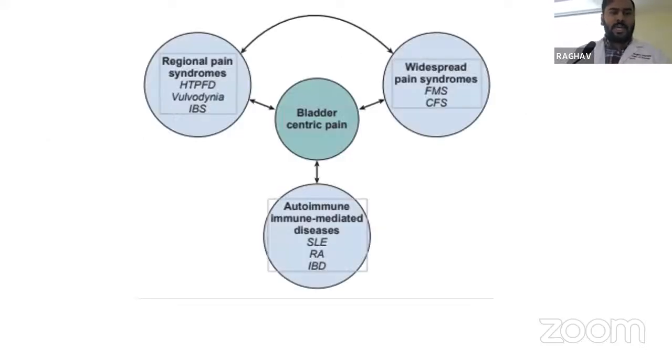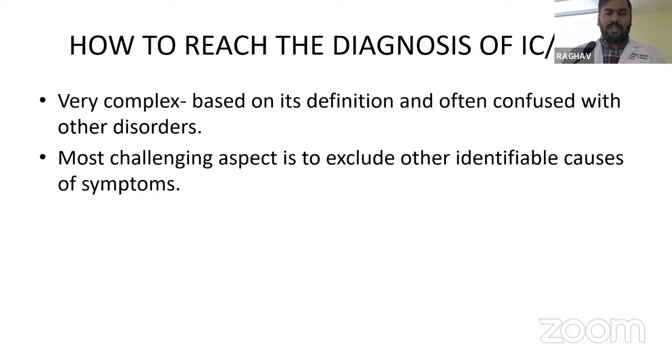Just to summarize what I said: regional pain syndromes, HTPFD, vulvodynia, IBS, widespread pain syndromes, fibromyalgia, CFS, and autoimmune diseases such as SLE, RA, or IBD are all associated with bladder-centric pain and IC/BPS. Reaching the diagnosis of IC/BPS is very complex based on its definition and is often confused with other disorders. The most challenging aspect is to exclude other identifiable and treatable causes of symptoms.